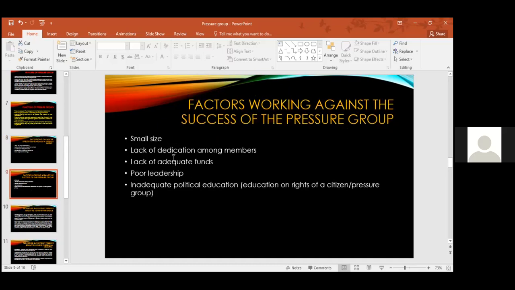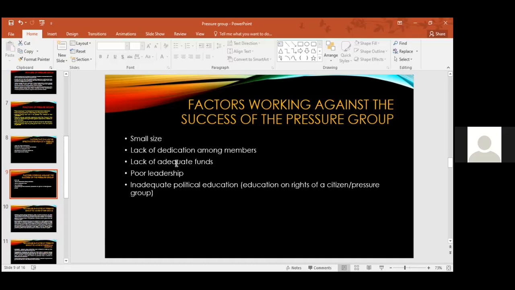Wait a second. Okay, this is the opposite of what we just talked about. Factors working against the success of a pressure group. That means what are the things that can affect the success of a pressure group? What are the things that can ensure that the pressure group does not achieve their purpose?